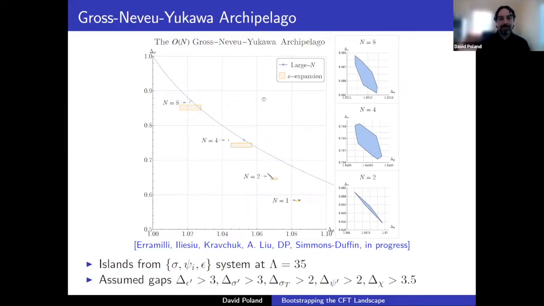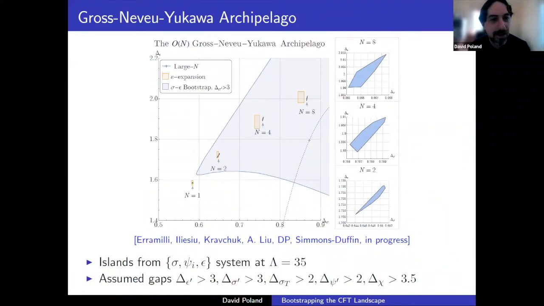In this plot, I've compared these little bootstrap islands to estimates from resummations of the epsilon expansion, shown in these boxes. You can see that they're relatively close to each other, though not completely overlapping. Also, this dashed line shows you the large N curve that you get from the 1 over N expansion. So let me show you some zooms of these results.